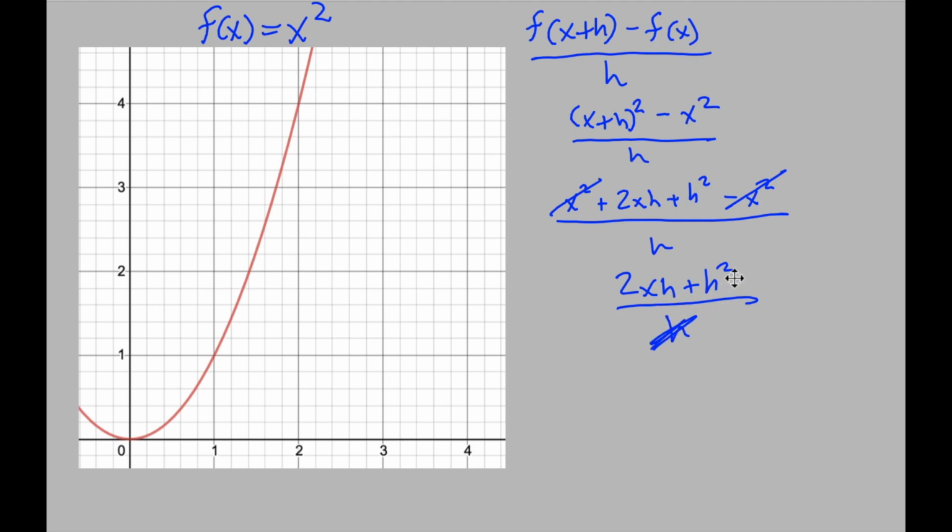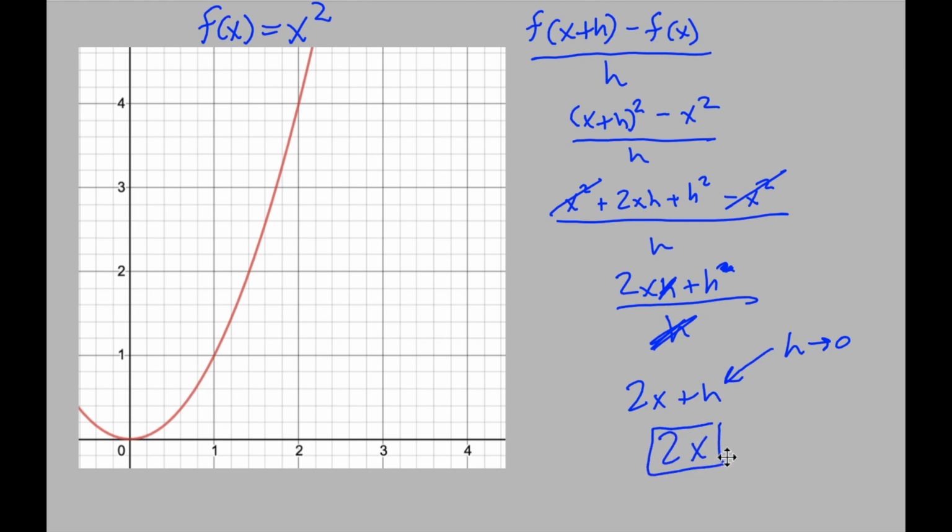So that goes away. Cross out. Cancel out an h from everything. We're left with 2x plus h. And so remember, h is approaching 0. So now that we have this, we can say, okay, we're getting so close to the point that we're actually at the point. So h is 0. So 2x. This is our answer.